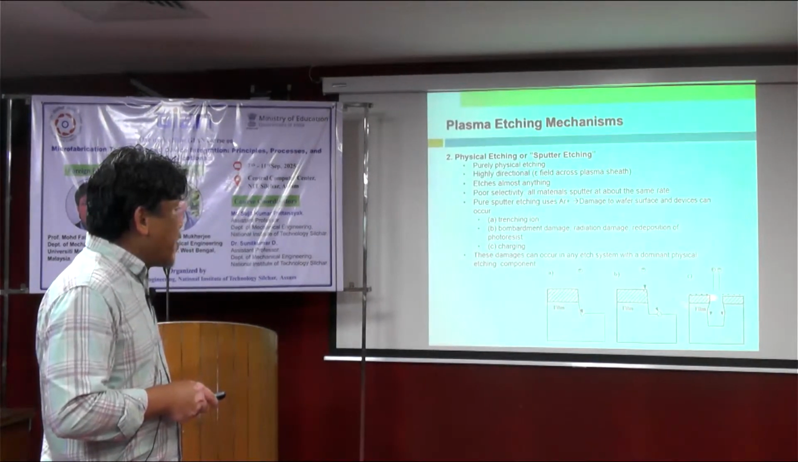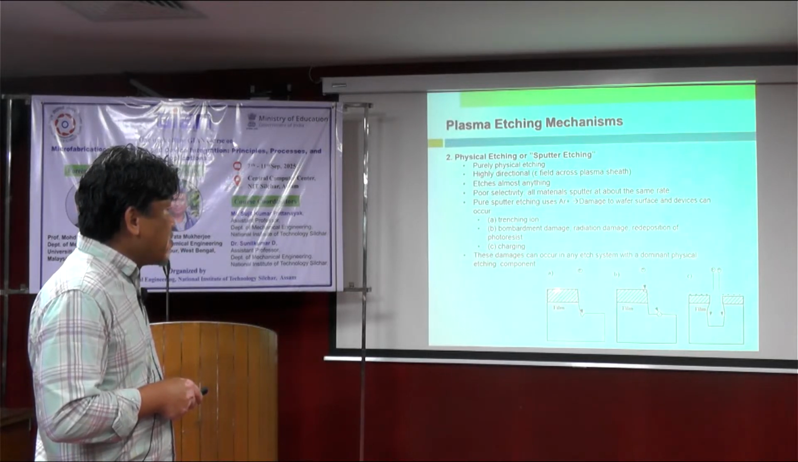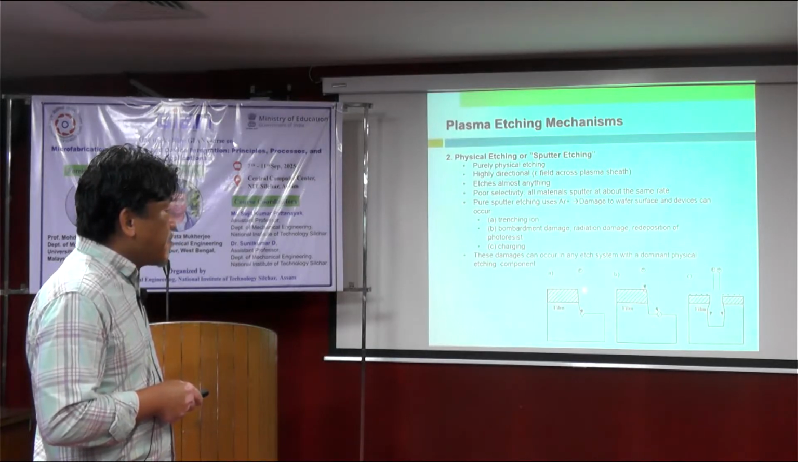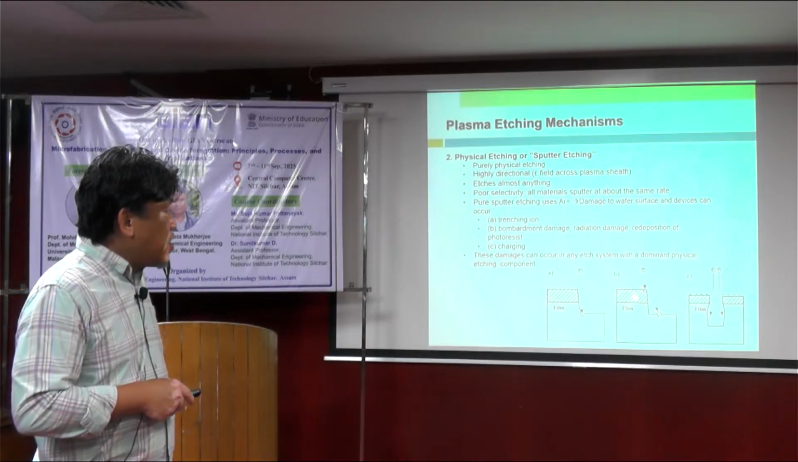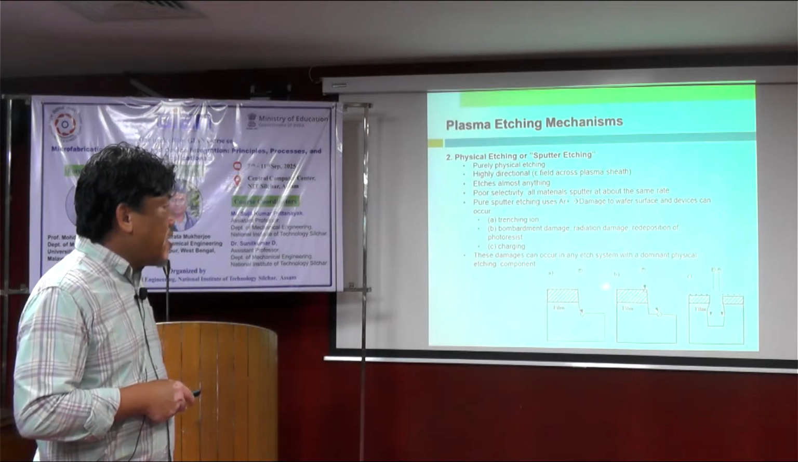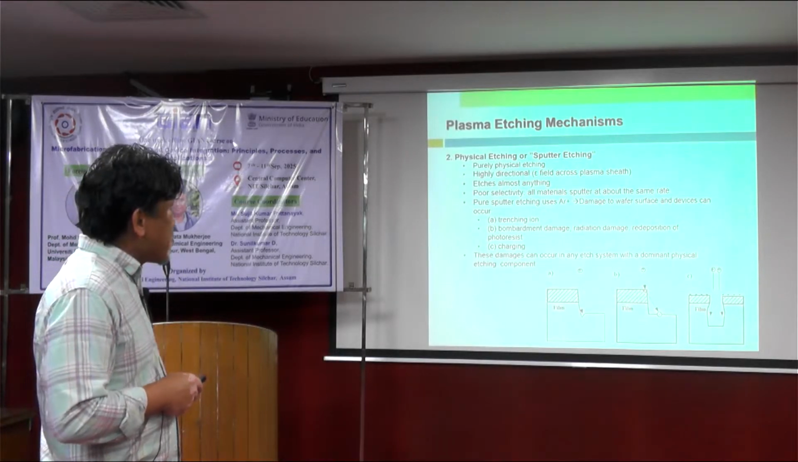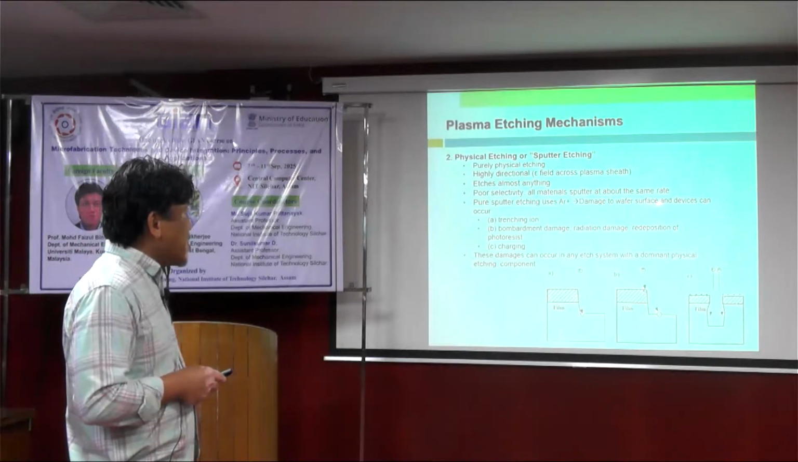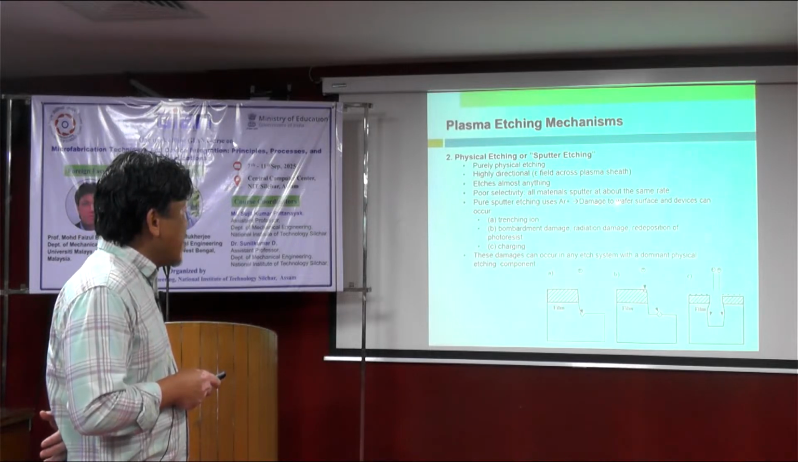So even though you have selectivity of different materials, somehow it will etch as well because it's about forced removal of the materials. So the rate might be different, but somehow the removal happens. And with poor selectivity, all materials sputter at about the same rate. And pure sputter etching uses argon, so damage to the wafer surface and device can occur.